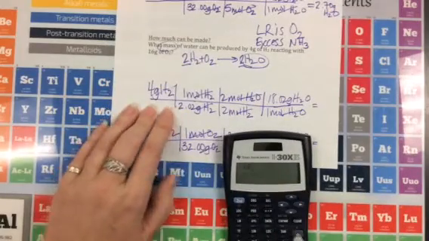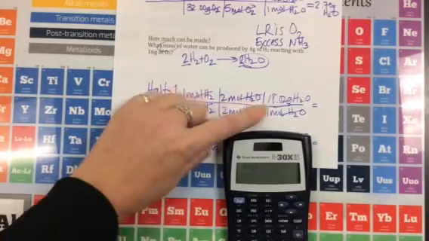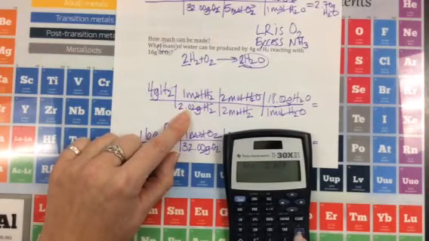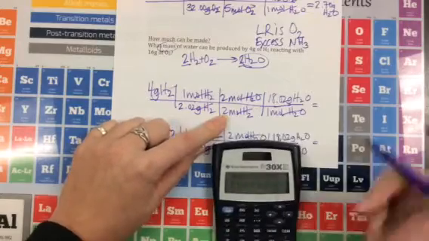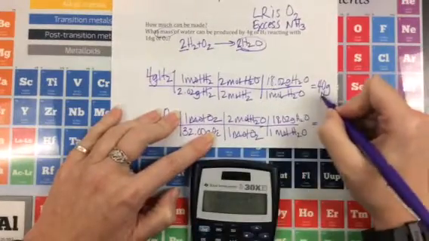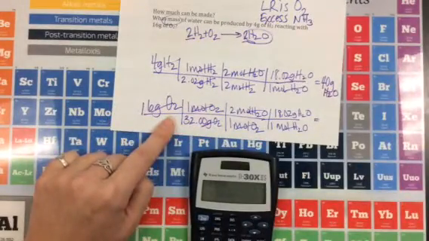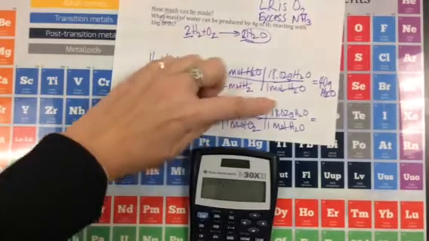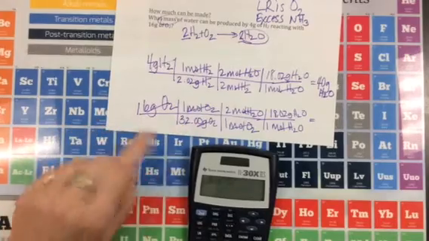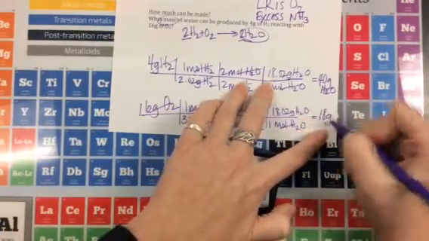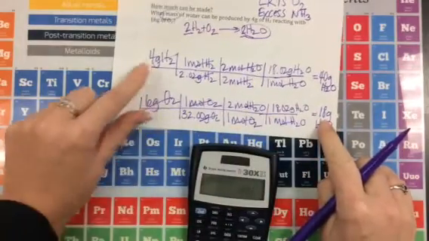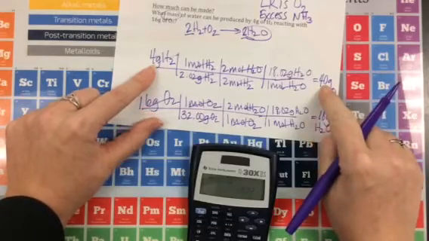I take 4 times 1 times 2 times 18.02 divided by 2.02 times 2. With 1 sig fig, this one is 40. This one we're going to take 16 times 1 times 2 times 18.02 divided by 32. 2 sig figs, we get 18 grams. So with 16 grams of oxygen, I can make 18 grams of water. With 4 grams of hydrogen, I can make 40 grams of water.